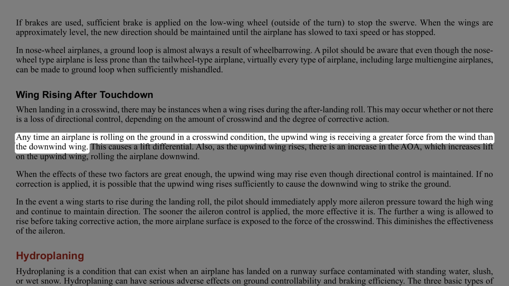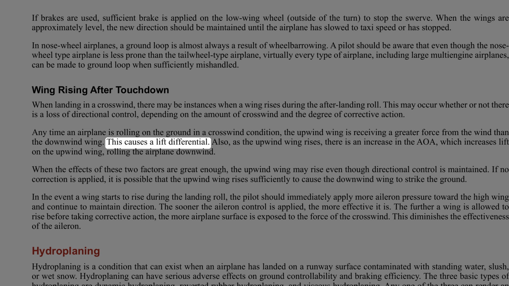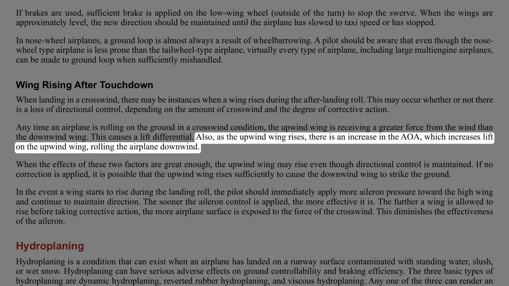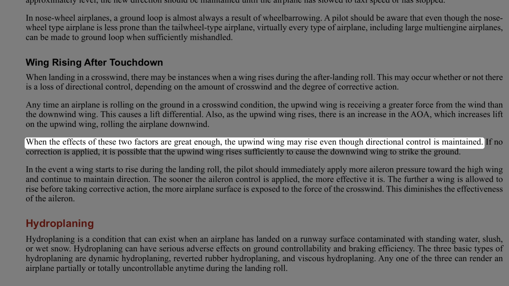Anytime an airplane is rolling on the ground in a crosswind condition, the upwind wing is receiving a greater force from the wind than the downwind wing. This causes a lift differential. Also, as the upwind wing rises, there is an increase in the AOA, which increases lift on the upwind wing, rolling the airplane downwind. When the effects of these two factors are great enough, the upwind wing may rise even though directional control is maintained.